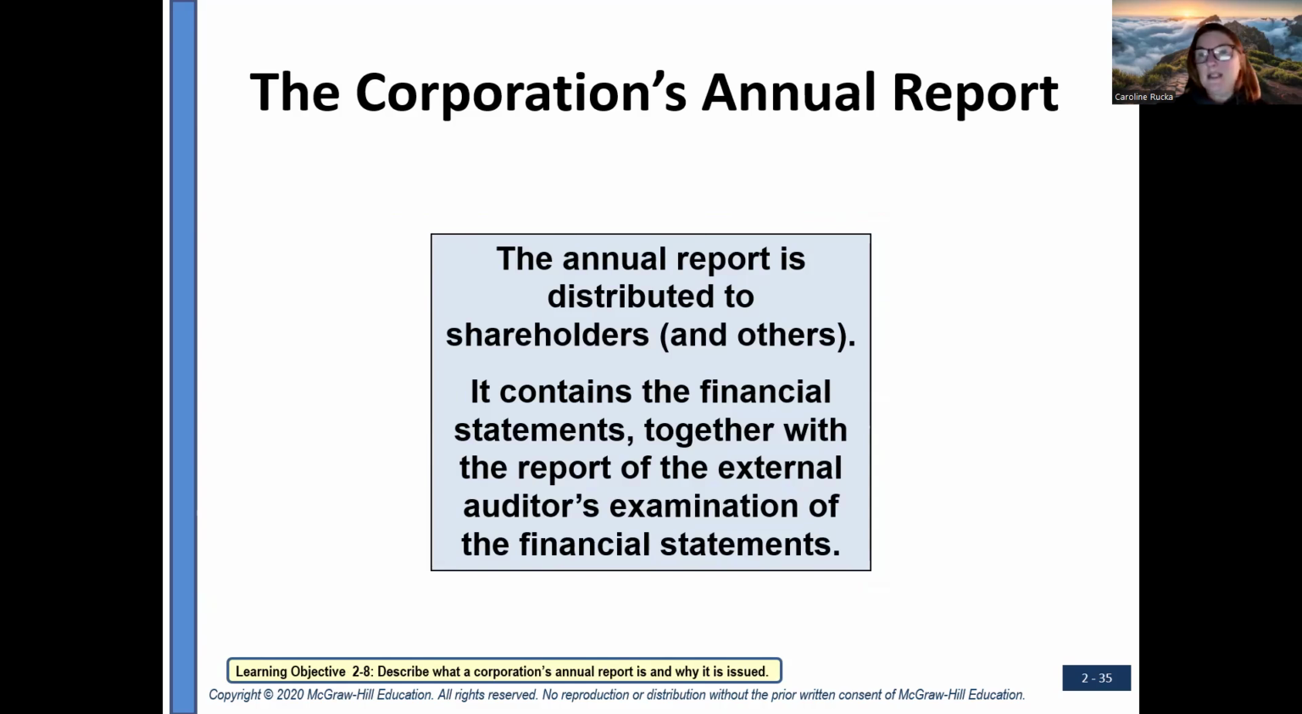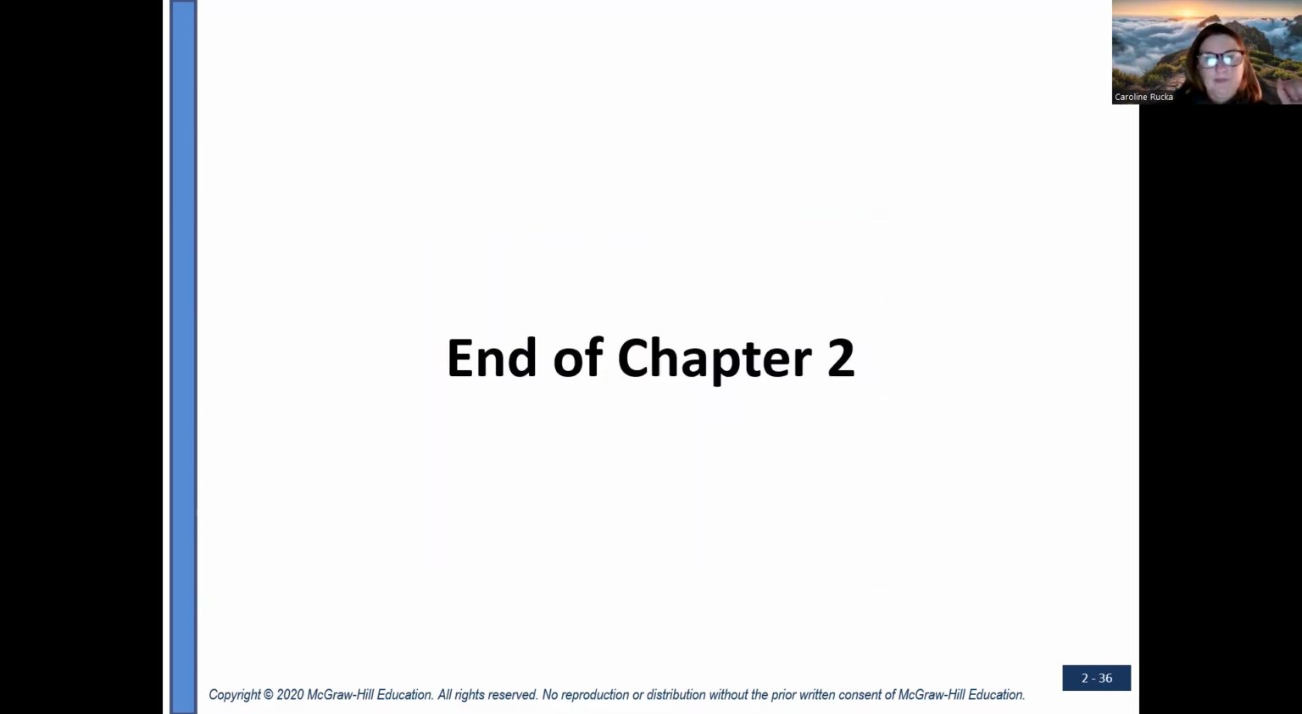And then again, the annual report. That is all the financial statements together, with our management's discussion and analysis, the notes to the financial statements, and if you're a publicly traded company, you also have to include an auditor's examination of those financial statements. They will look both at internal controls and also whether the financial statements are fairly stated. That is the end of our review data.